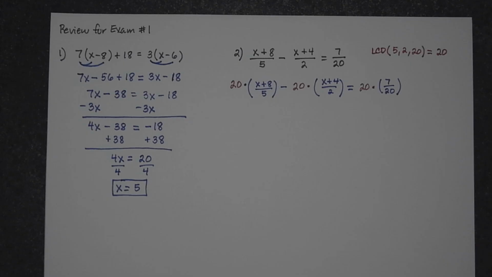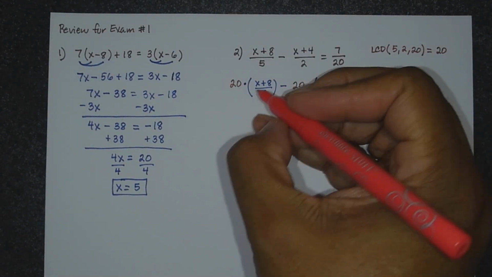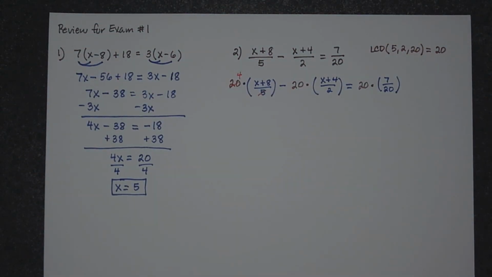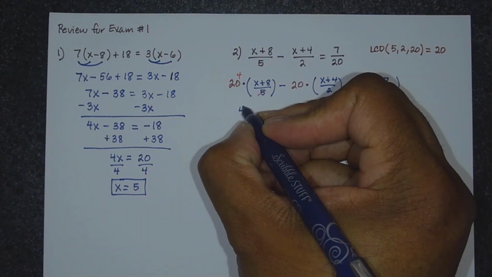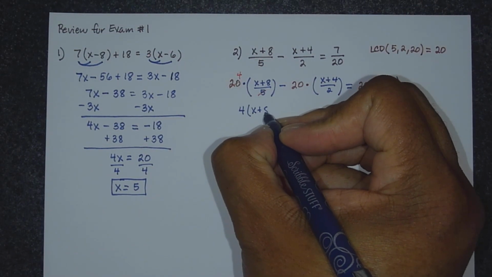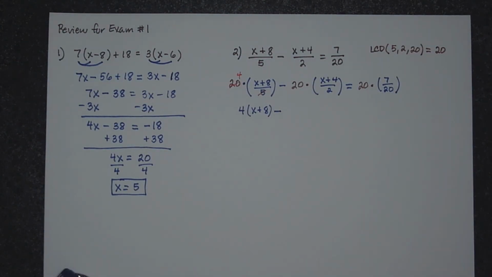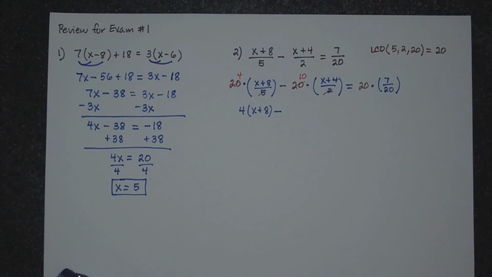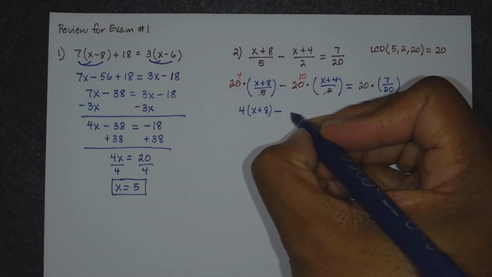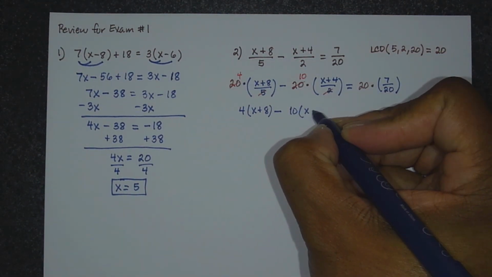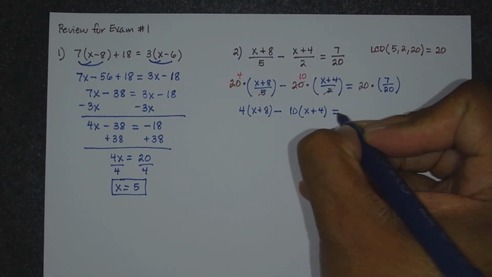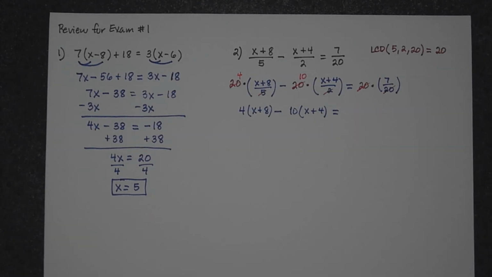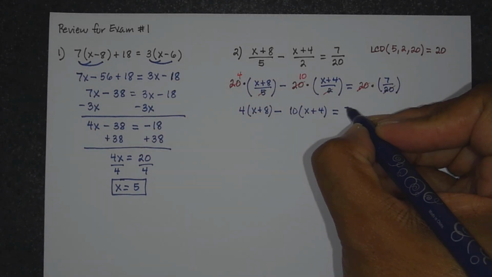If I divide 5 into 20, that goes 4 times. So this will be 4 times the quantity x plus 8 minus, and if I divide 2 into 20, that goes 10 times. So this will be 10 times the quantity x plus 4. And then that's equal to, if I divide 20 into 20, that goes 1 time. I'm left with 7.